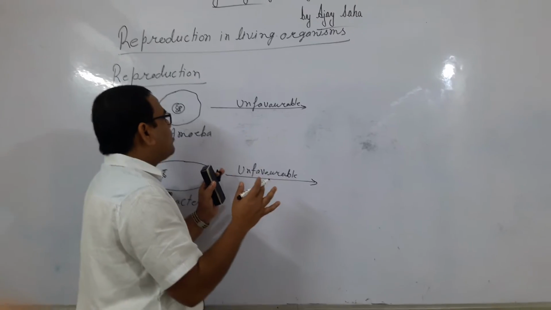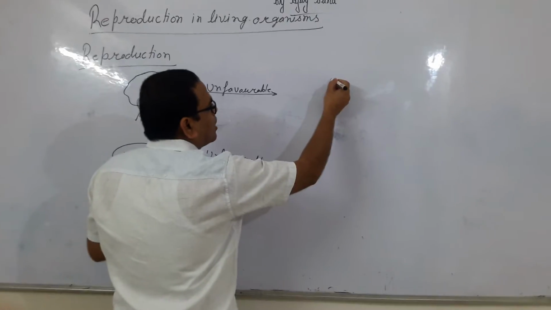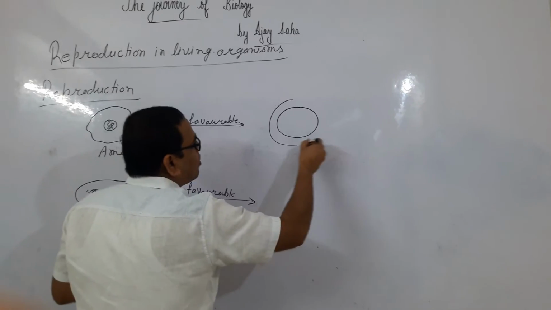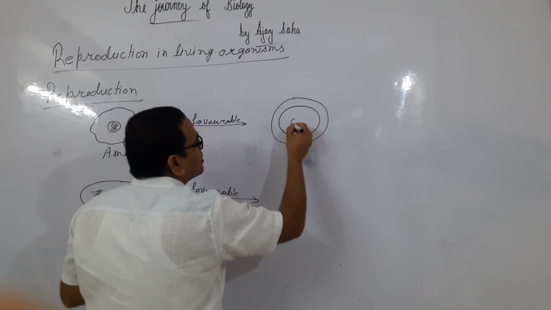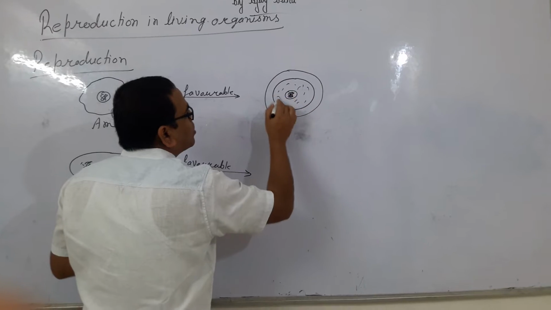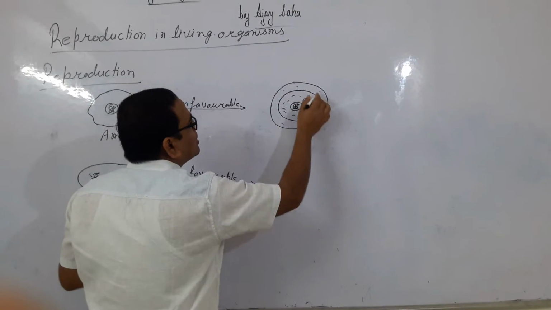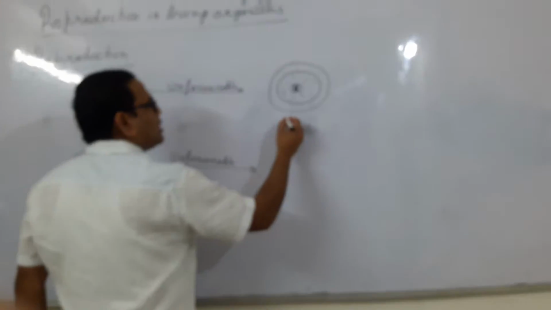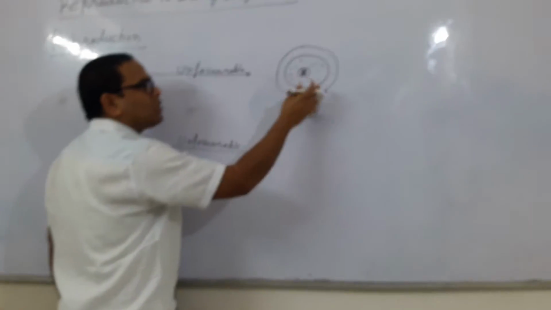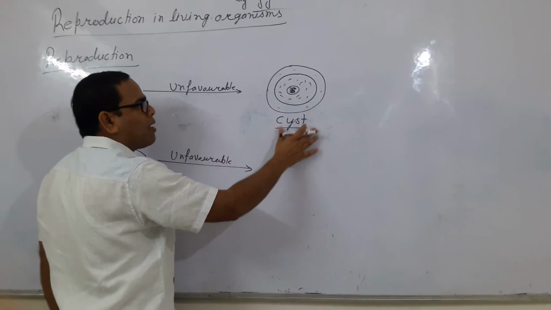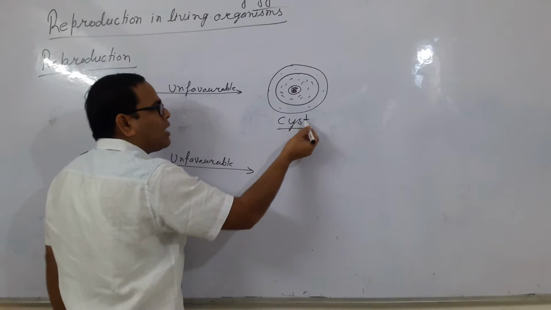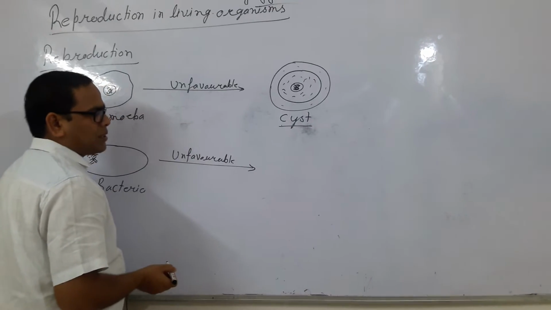So in this unfavorable condition, what is the amoeba doing? The amoeba is undergoing cyst formation. In this cyst formation, we can easily observe that there is the nucleus, this is the cytoplasmic part, and this is the exterior cover. So in this cyst formation, the amoeba has released all its water. It has made a tough cover, a dry condition, and that structure is called a cyst.